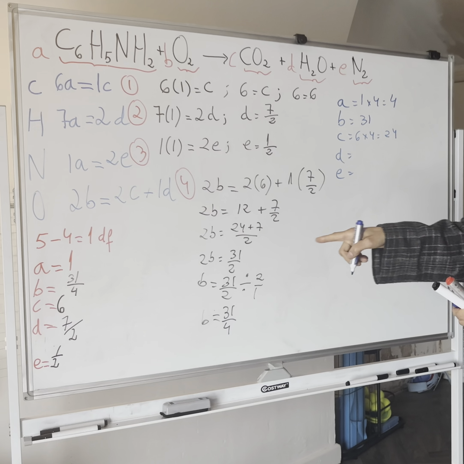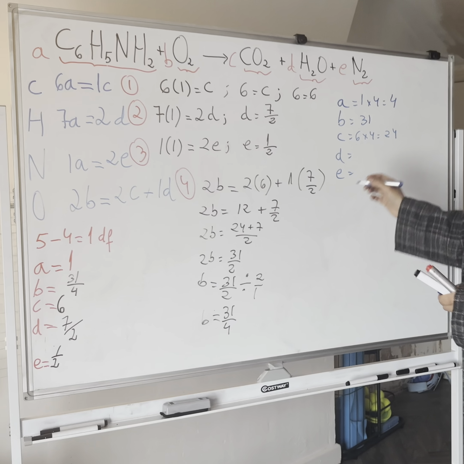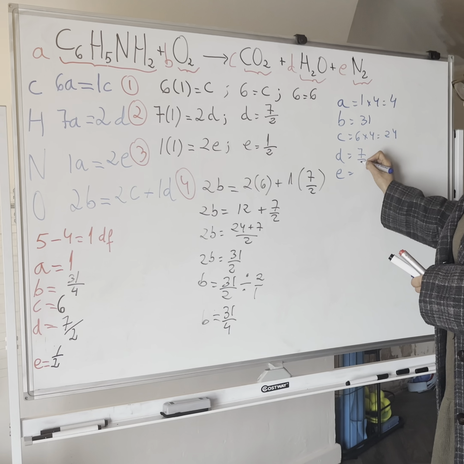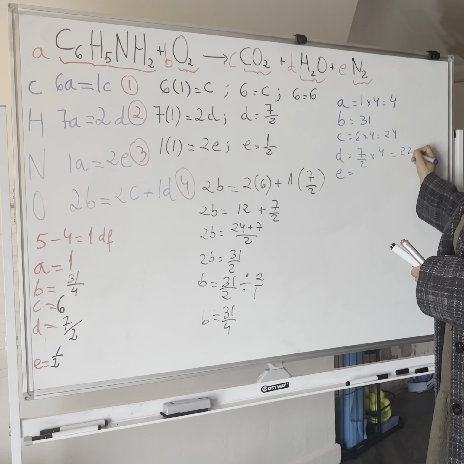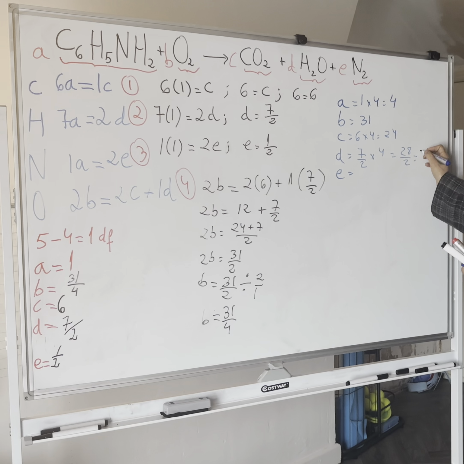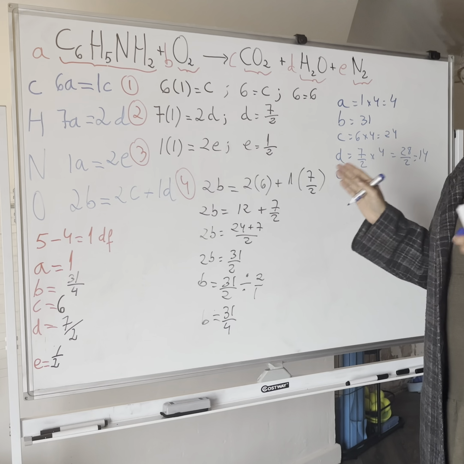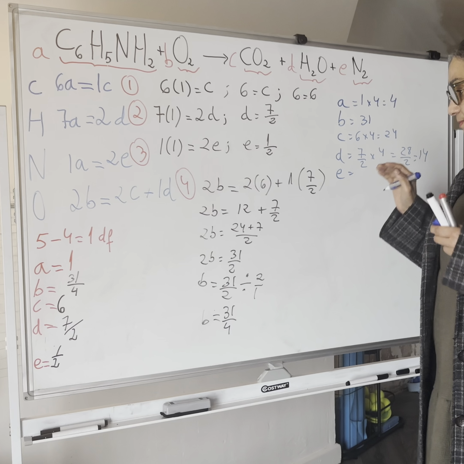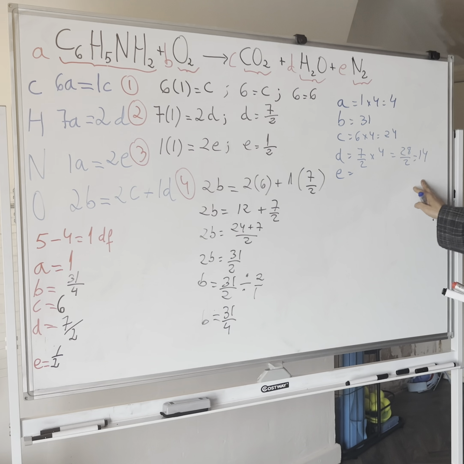Now the next one is 7 over 2. So we have to multiply 7 over 2 times 4. This gives us 28 over 2. If you divide 28 by 2, it gives 14. Every time you have a fraction, you have to simplify to the lowest term, and it has to be a whole number. In this case, it's 14, so this is correct.